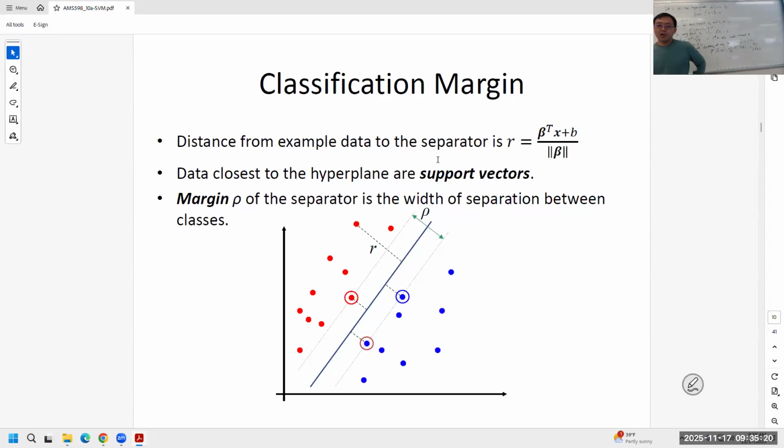Now, essentially, if we have a separator, like the middle line, this solid green line here, and it is defined by a linear system, beta transpose X plus b, then for any point, see this red point, the distance to this line is called R. Any distance to the line can be given by this. Now, how do you know this distance is given by this?